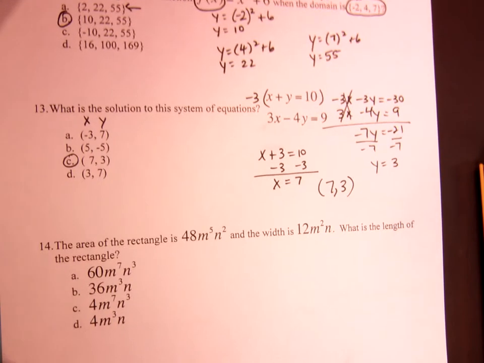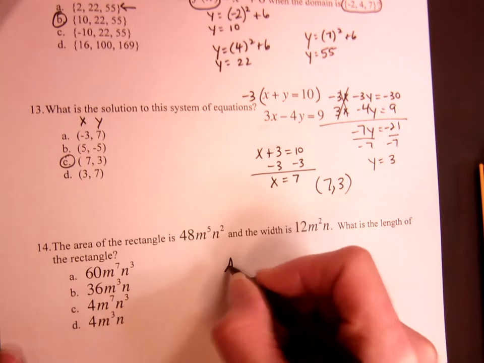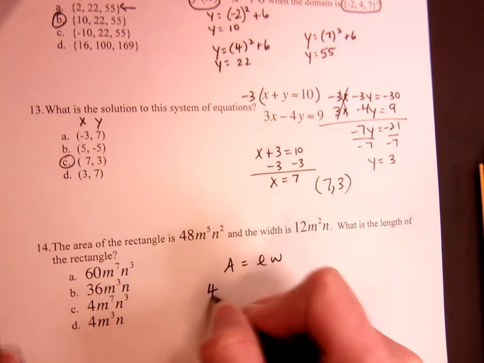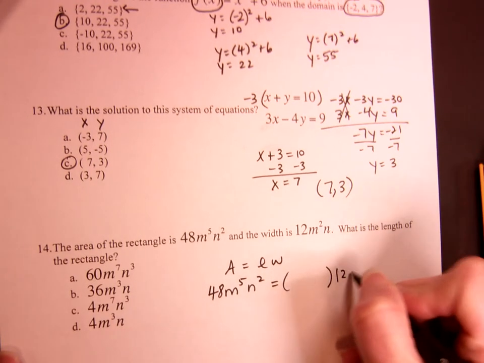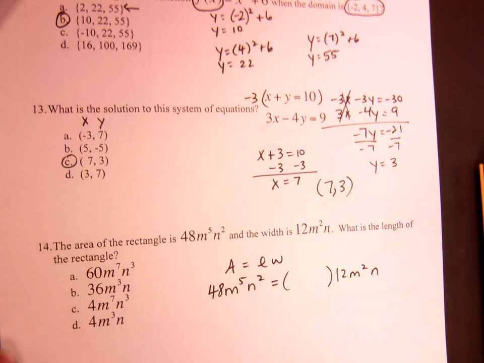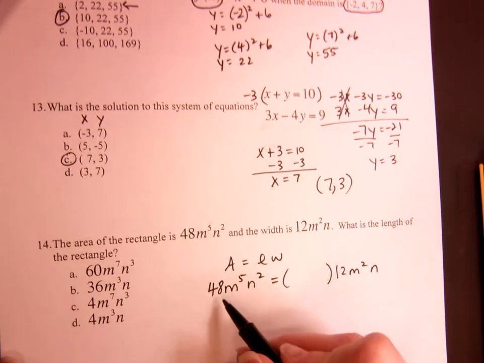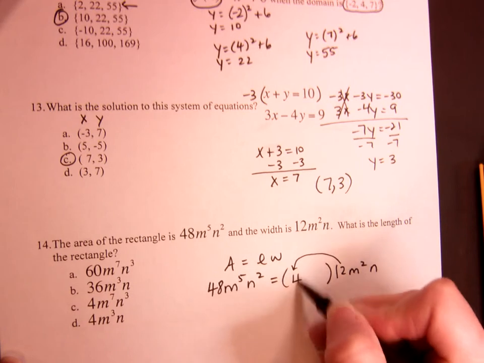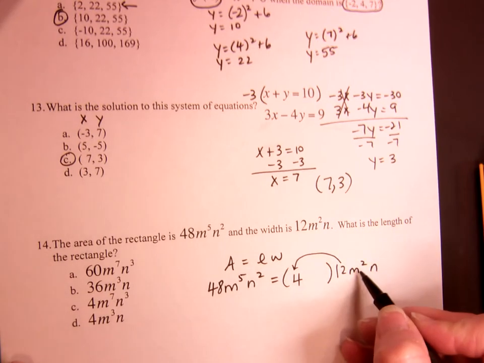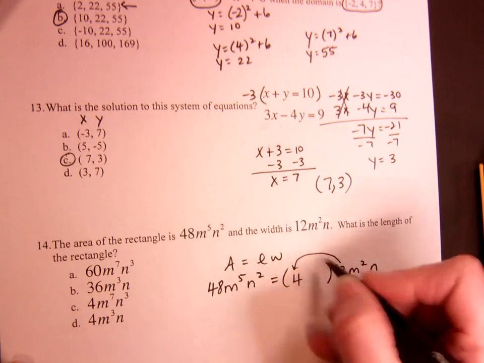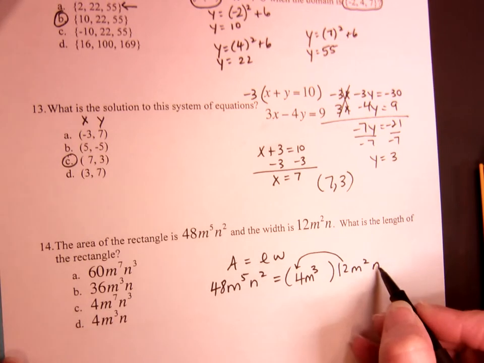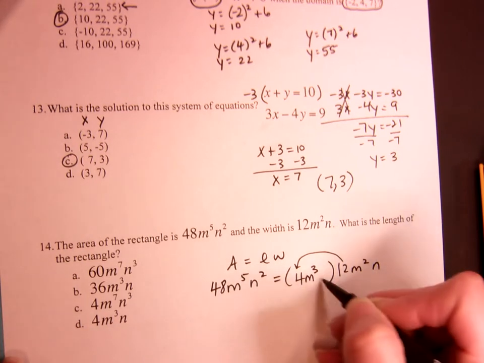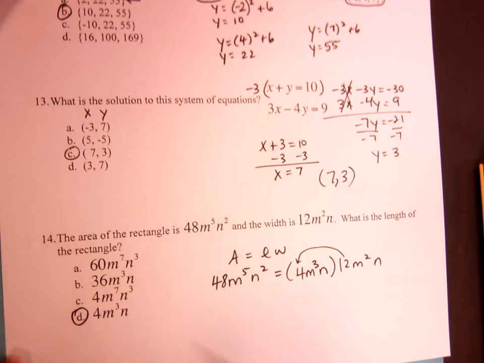Number 14, the area of the rectangle is 48m to the 5th n squared, and the width is 12m squared n. Remember, area is equal to length times width. So the area is 48m to the 5th n squared, we don't know the length, but we do know that the width is 12m squared n. So then all you have to do is say 12 times what gives you 48. 12 times 4 gives you 48. Then you say m squared times what gives you m to the 5th. So m squared times m to the 3rd gives you m to the 5th. n times what gives you n squared, and that would be n. So 4m to the 3rd n is your answer.